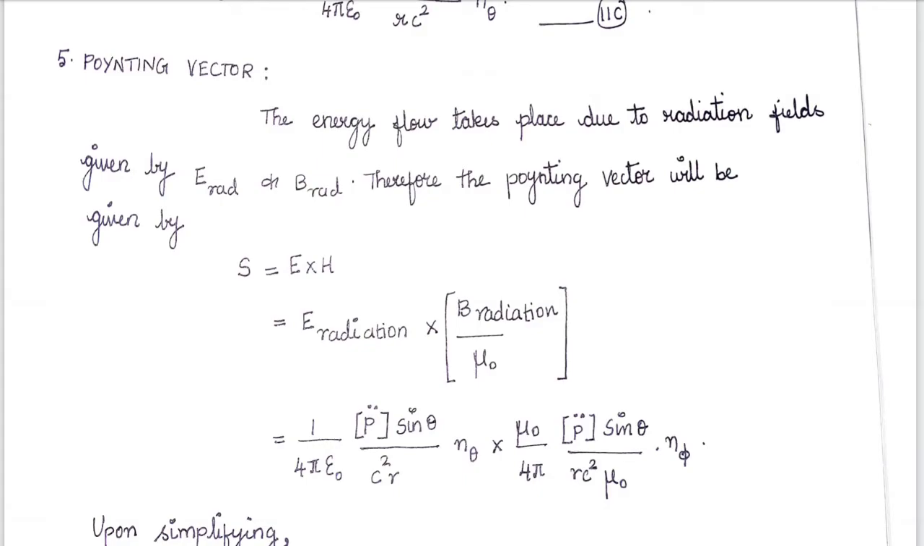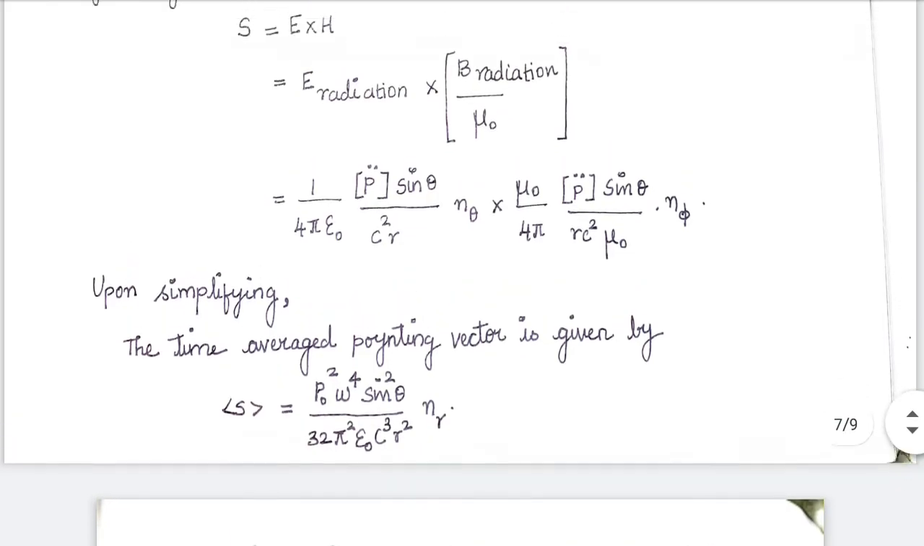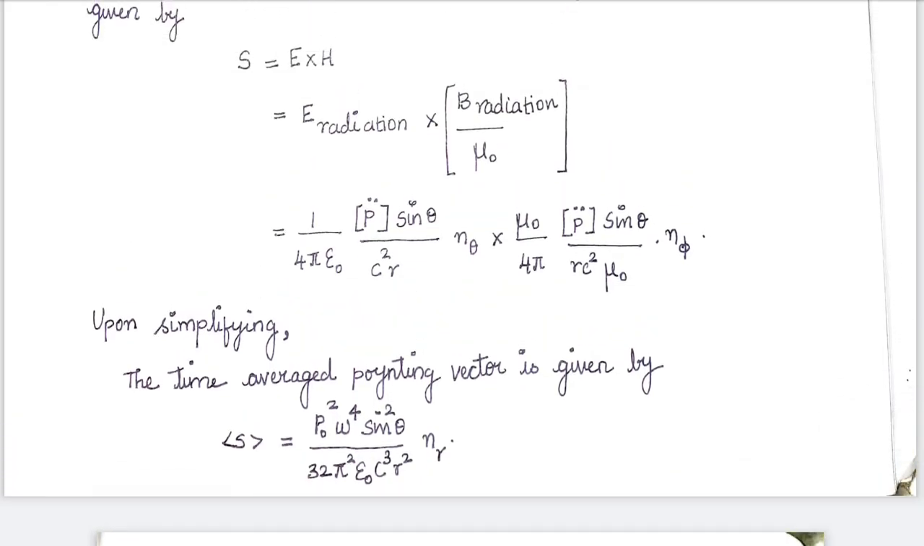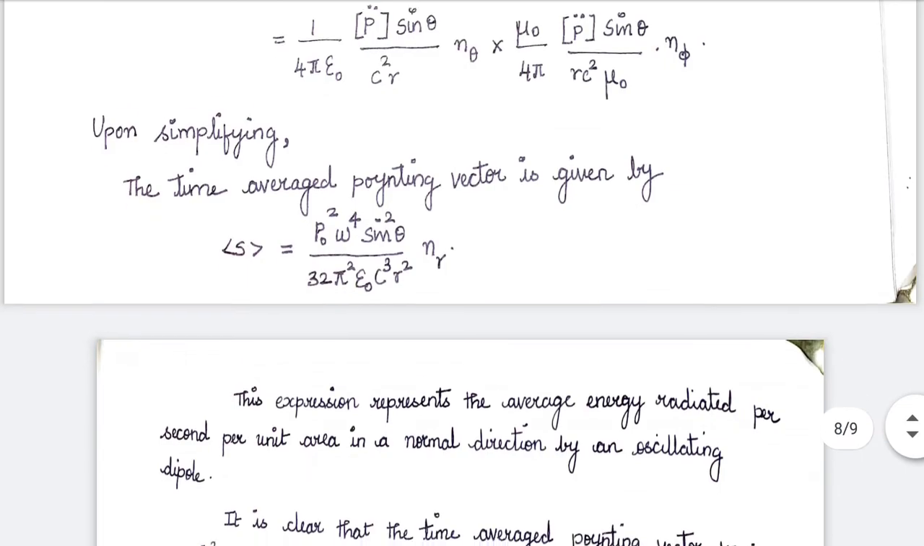So, the energy flow takes place due to the radiation fields, which are given by E radiation and B radiation. Therefore, we can write the Poynting vector as S is equal to E cross H. In place of E, we can write E radiation, and H can be written as B radiation by mu naught. Substituting the values and simplifying, we get the time averaged Poynting vector as p naught square omega power 4 sin square theta n_r divided by 32 pi square epsilon naught c cube r square.